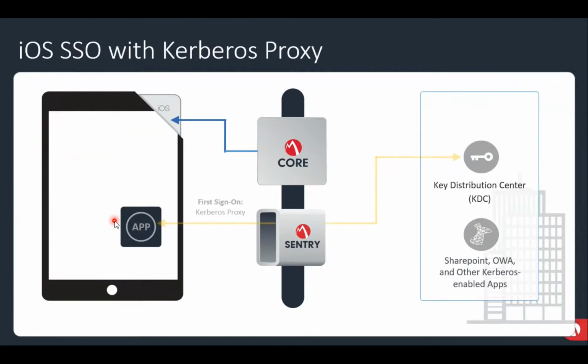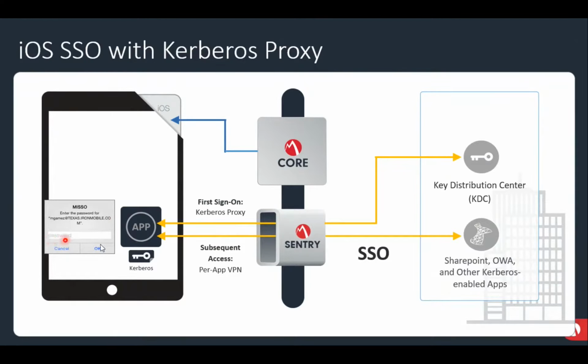And for SSO, this is how it works. The moment the app is triggered, it will check with the Kerberos proxy server and get authenticated, and it will give the password for the application which is accessing. Then the SSO will be triggered for the per app VPN and give access to the backend server.